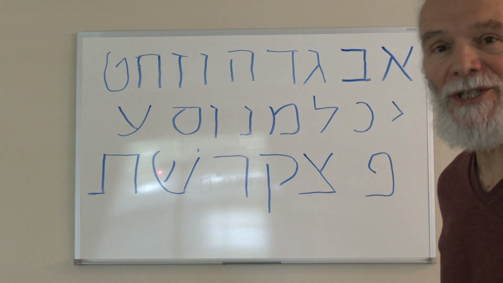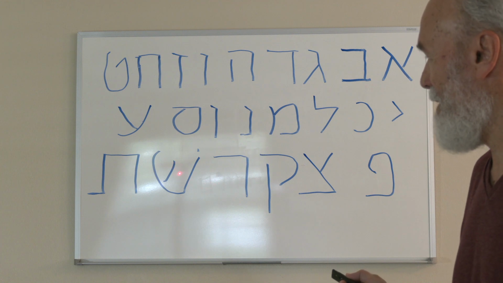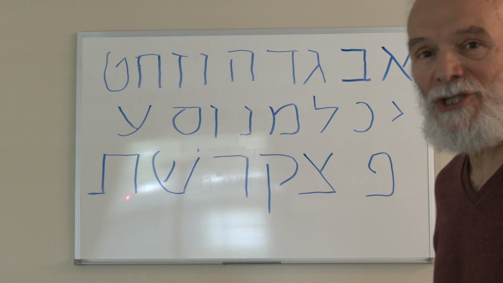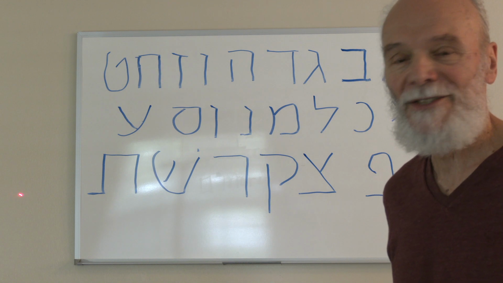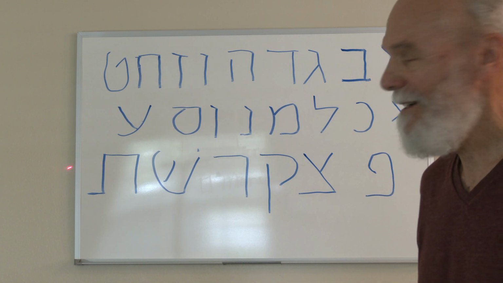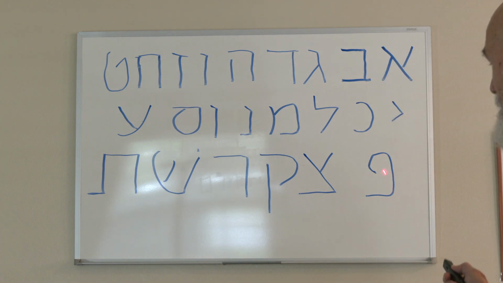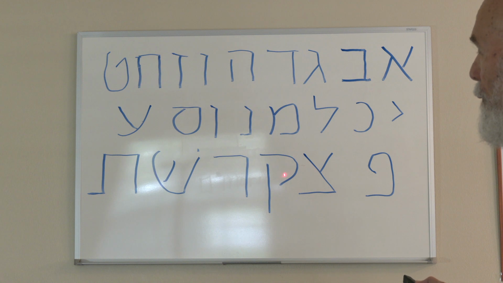Resh. Resh makes an r sound. R. And shin. Shin makes a sh sound. And then our final letter, taf, makes a t sound. So the last line again is pei, tsadi, kuf, resh, shin, taf.